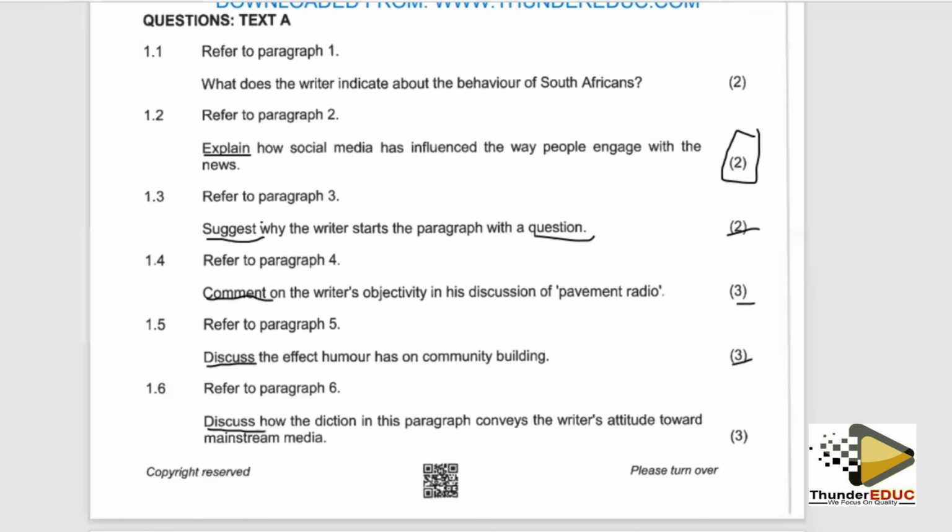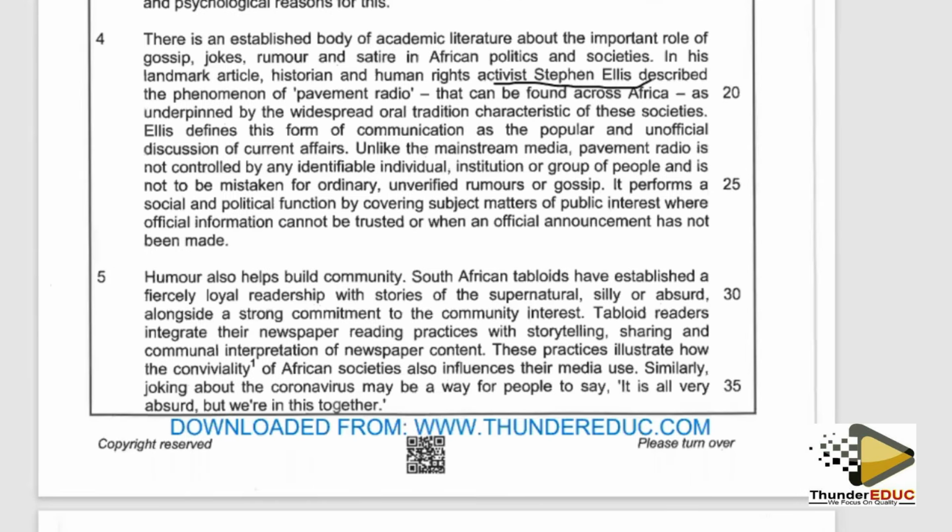Let's go to paragraph 5. Humor also helps build community. South African tabloids have established a fiercely loyal readership with stories of the supernatural, silly, or absurd, alongside a strong commitment to the community interest. Tabloid readers integrate their newspaper reading practices with storytelling, sharing, and communal interpretation of newspaper content. Now we're coming in and saying it helps build community. And then how is the community built?